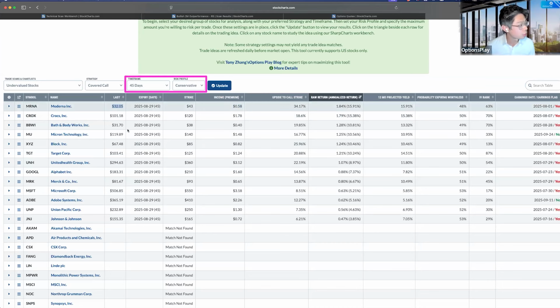Moderna is currently trading at $32. This is selling a $43 covered call. What that means is that in the next 45 days, if Moderna stays below $43, you're going to keep your $58 and you keep your Moderna stock. If Moderna stock is above $43, the stock gets basically called away, which means that you sell your stock at $43 and you keep your $58 in income that you collected.